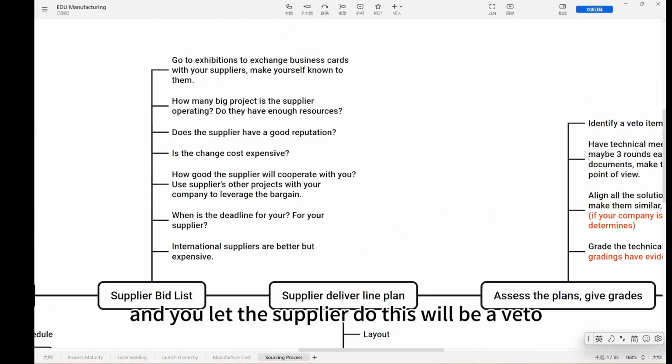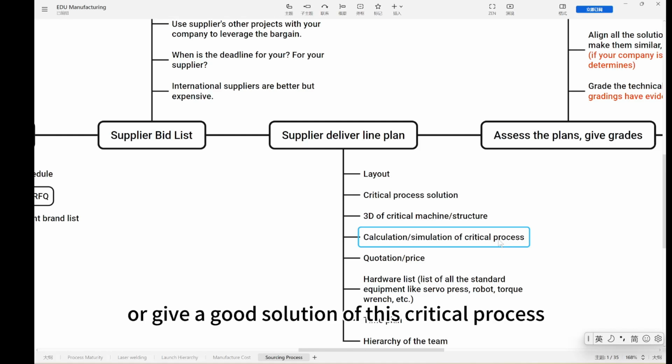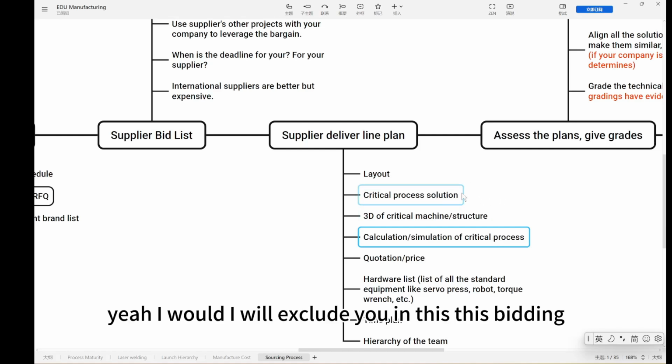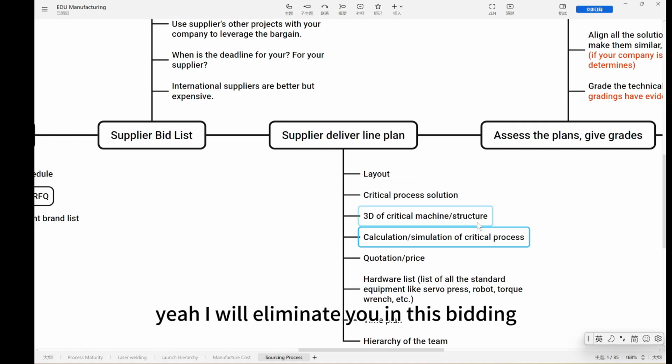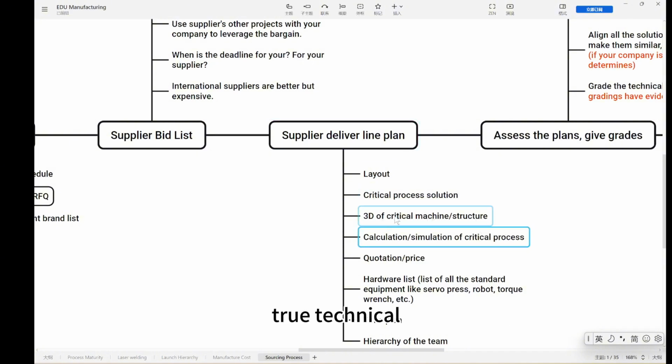This will be a veto item. You can save a lot of other work. You say if you cannot explain or give a good solution for this critical process, all the rest of your content is useless. I will exclude you in this bidding. I will eliminate you in this bidding. This is really a good way to assess your supplier's true technical power.